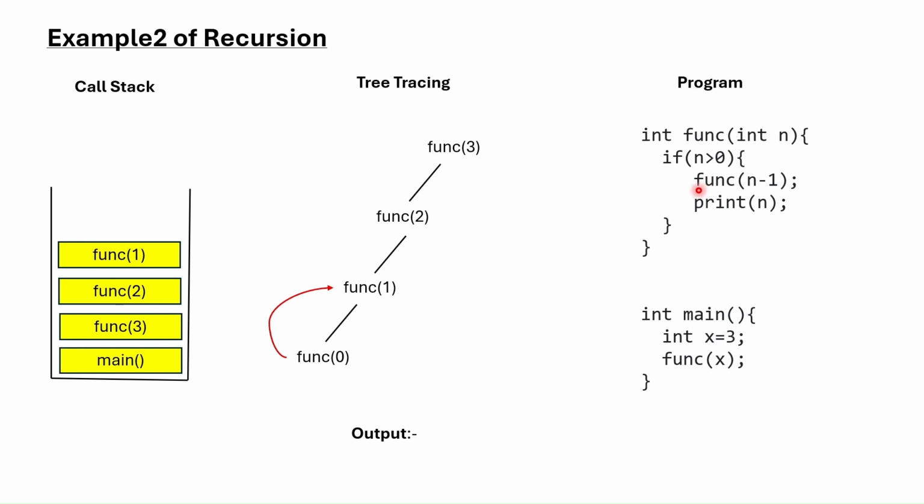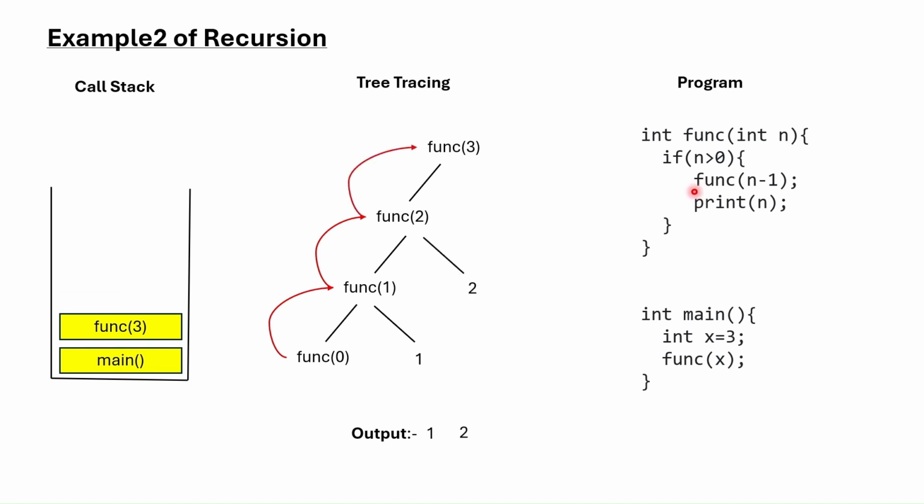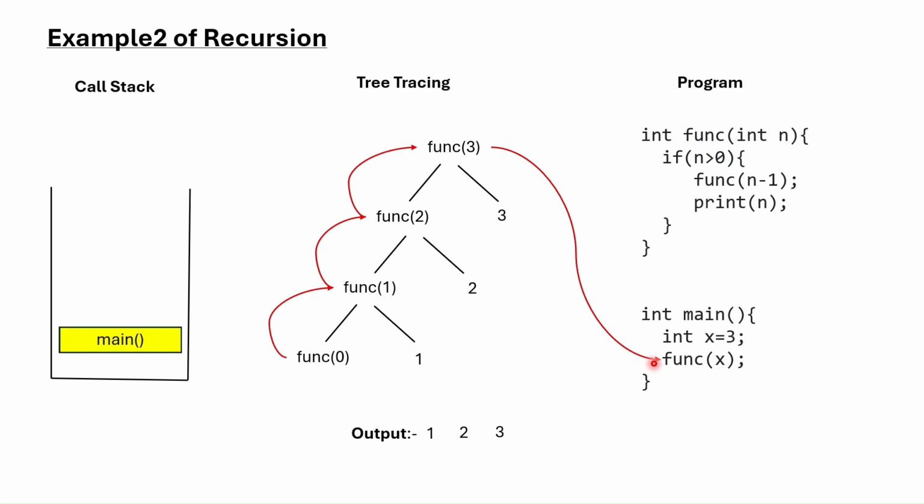Now, since func1 was here, it will print 1. Now func1 is completed, it will return. Func2 was also here, so it will print 2 and it will return. Since func3 was here, it will print 3 and it will return to the main function. When the main function is completed, it will be popped out. So this is the output of this example, and that is 1, 2, and 3.